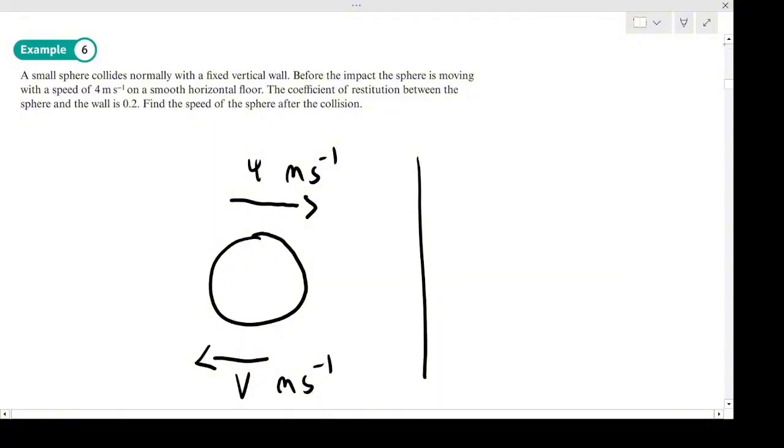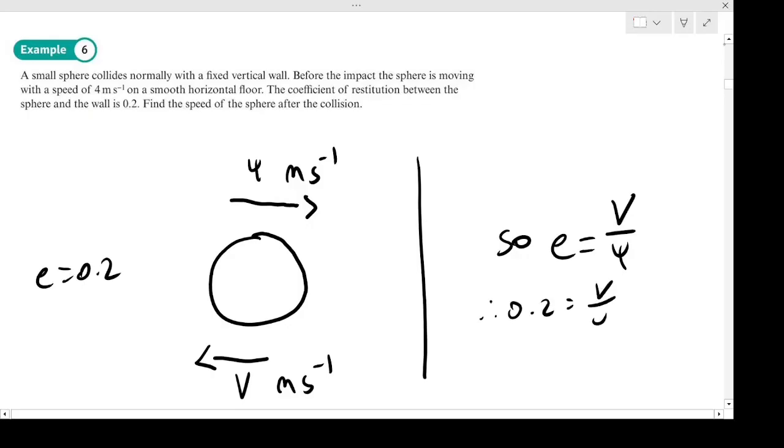We're also told that e is 0.2. So if we calculate the restitution here, that's going to be the final speed V over the initial speed 4. But we also know e is 0.2. So if we sub that in, we get 0.2 is V over 4. Then we just multiply by 4 to say that V is 0.8. And there we are. So that's the main idea: we divide the final speed over the initial speed.